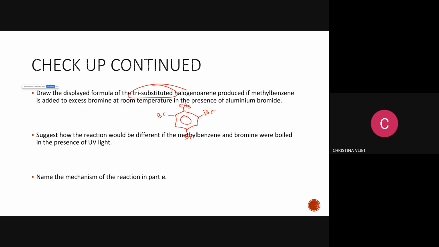How would the reaction have been different if we changed the conditions and instead of the catalyst, we used UV light? How would the reaction be different? The bromines would not substitute into the ring. Where would they substitute instead? Into the side chain instead of the ring.